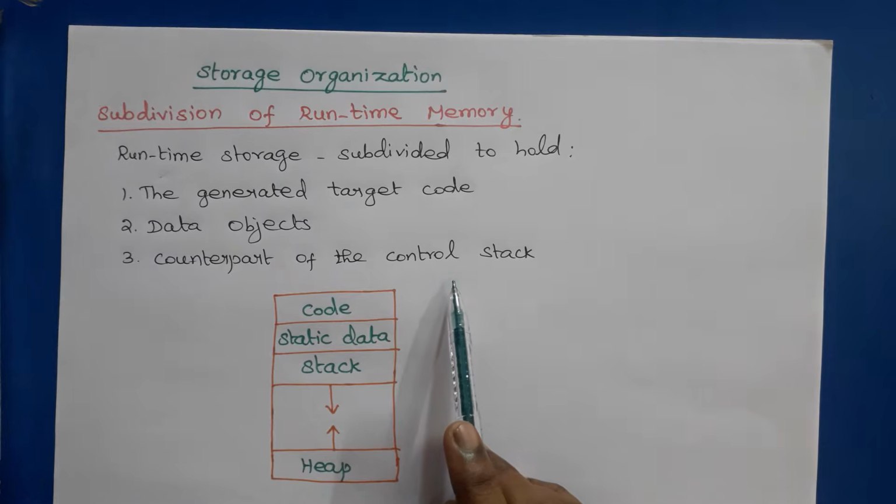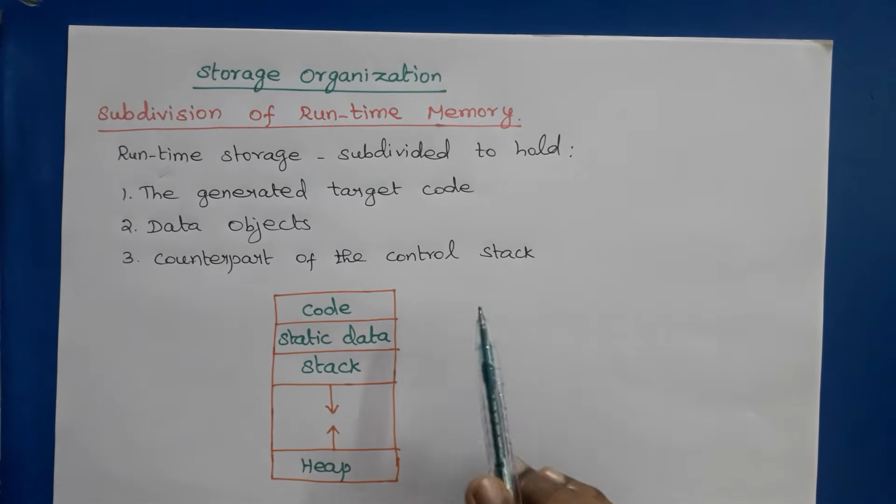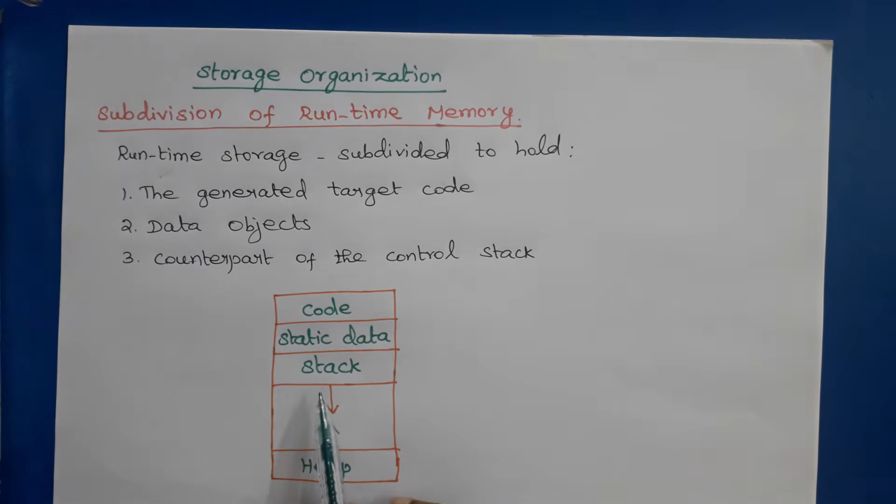Then the third one is the control stack. This control stack is used to keep track of the activation of the procedure. Whenever a procedure call occurs, the current activation of the procedure is temporarily suspended, and the machine status information must be stored in a stack. Machine status information means the value of the program counter and the value of the machine registers must be stored in a stack. And whenever a procedure returns, the activation of the current called procedure must be restored.